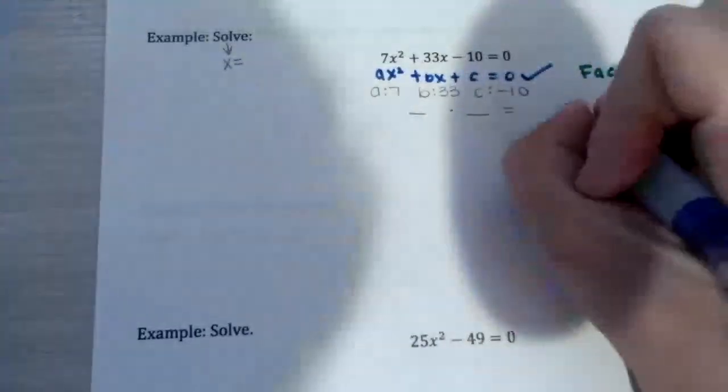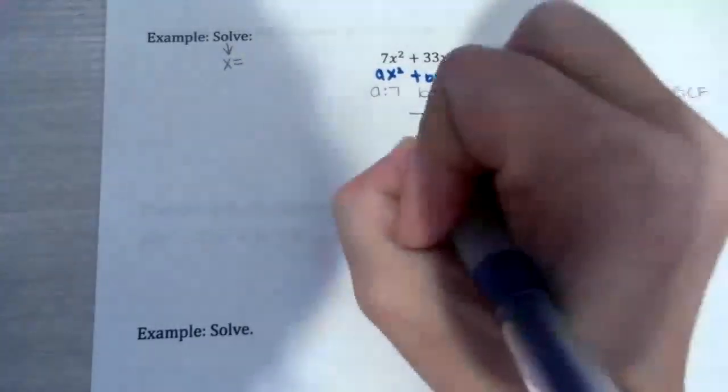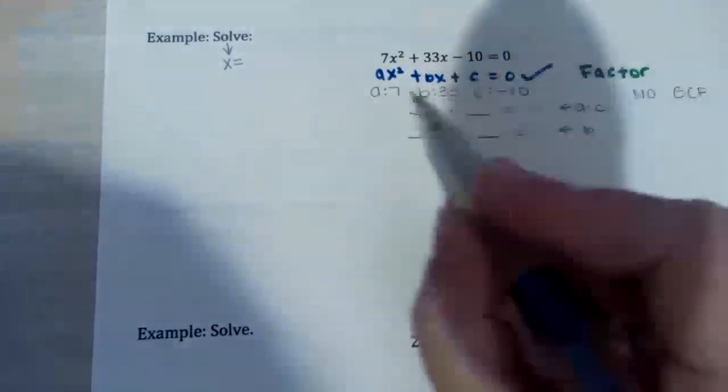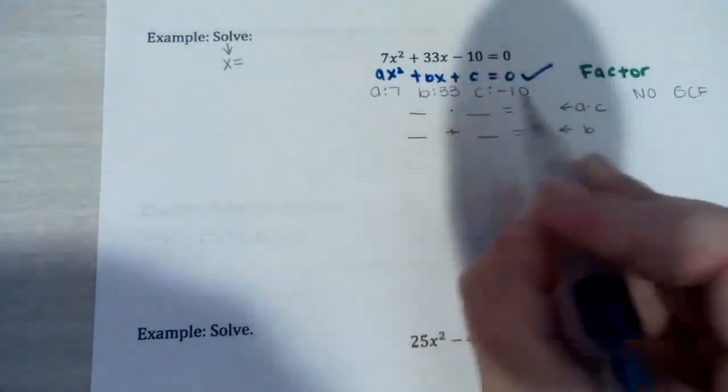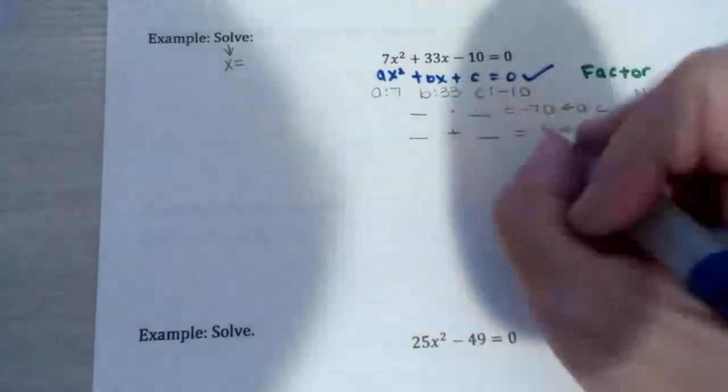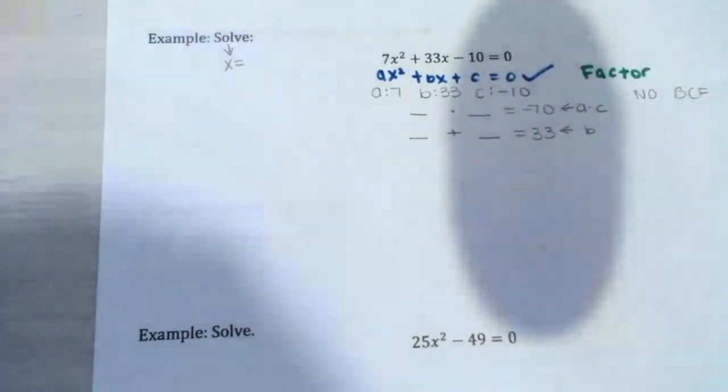So we're looking for two numbers that multiply together to give us A times C, and the same two numbers to add together to give us B. So A times C, so 7 times negative 10, which is negative 70, and add together to give me B, which is 33.